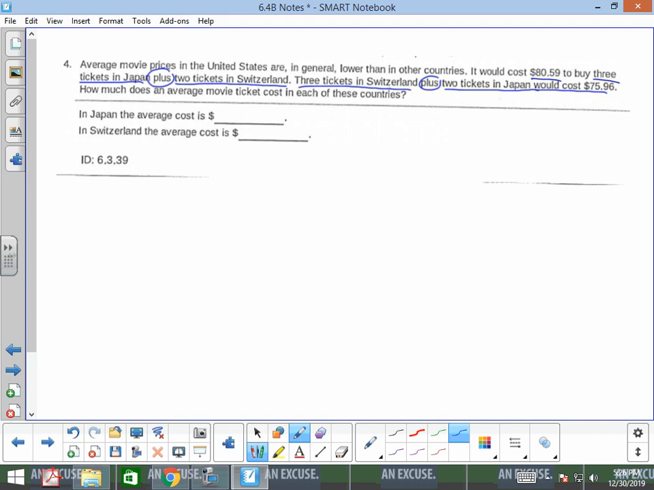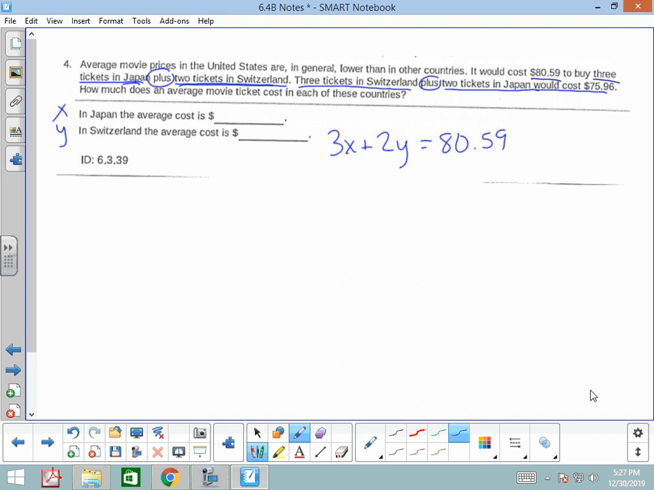So I'm going to let x be Japan and y be Switzerland. The first sentence says $80.59 is equal to 3 tickets in Japan, so that's 3x, plus 2 tickets in Switzerland, so that's 2y. Now in the second sentence, they switch it up, so be really careful. Remember, Switzerland is y. So that's 2 tickets in Japan, so that's 2x, plus 3y equals $75.96.